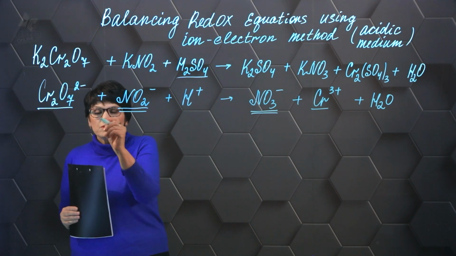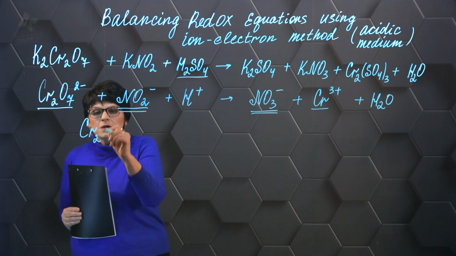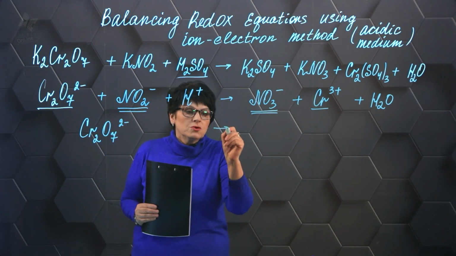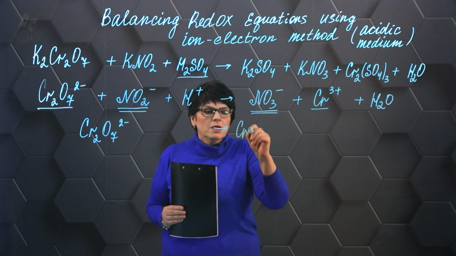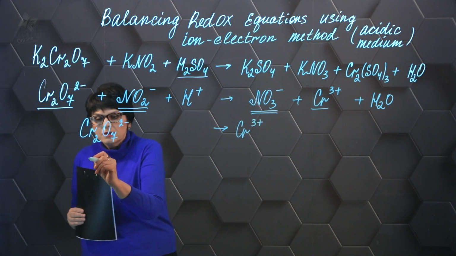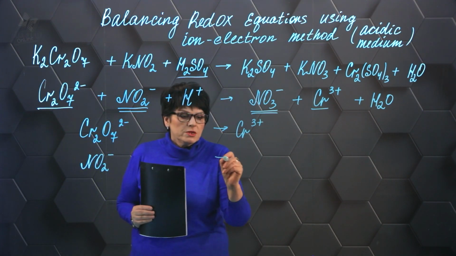Step 3. We need to write down two half reactions. The first half reaction is Cr2O7 2- changing to chromium with a charge of 3+. The second half reaction, NO2- transforms into NO3-.